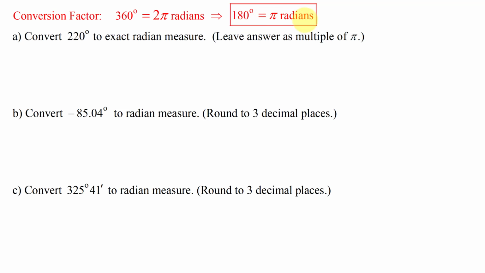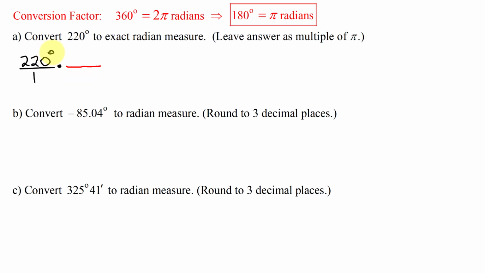pi radians. Now in part A, I need to convert 220 degrees to exact radian measure. That means I need to leave the answer as a multiple of pi. So we take our given angle of 220 degrees, we turn it into a fraction by dividing it by 1. And now I'm going to use dimensional analysis, which says I'm going to multiply by a fraction. And I take my conversion factor and I put one side in the denominator and the other side in the numerator. How do you decide which one goes where?